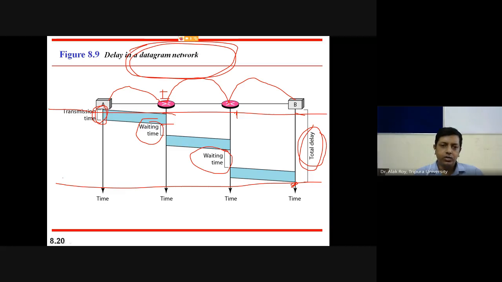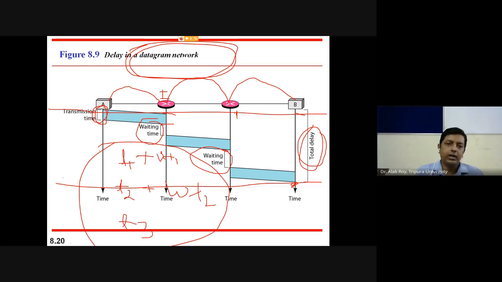Let's take it as time t1 for data transmission, plus waiting time 1, plus time taken for data transmission 2, plus waiting time 2, then transmission time 3. That total will be the delay for a datagram network.